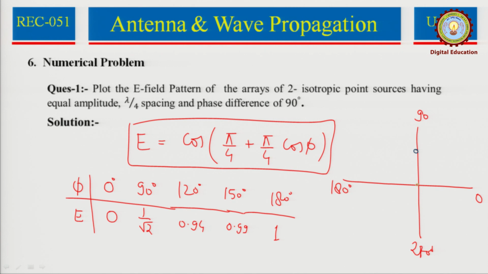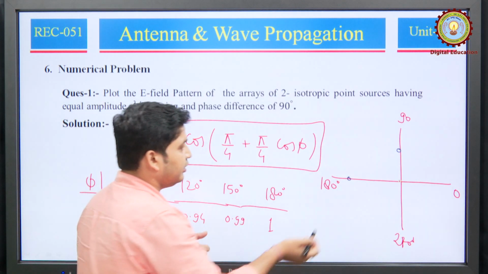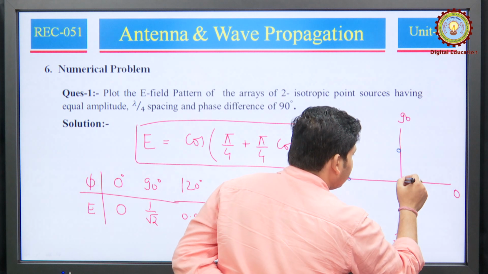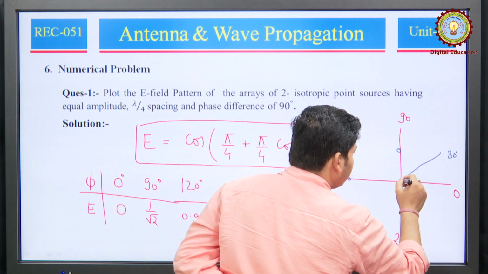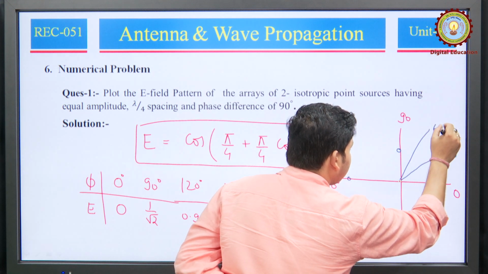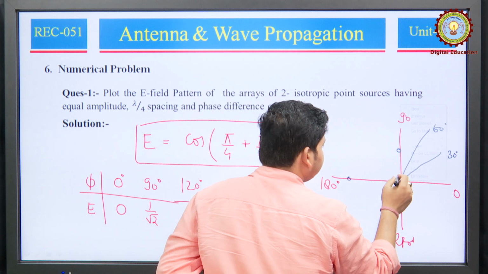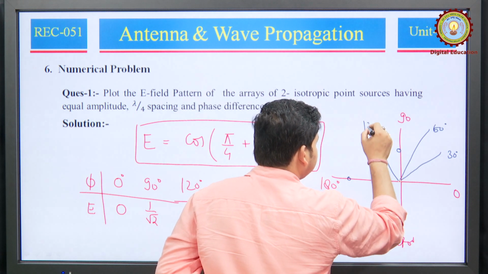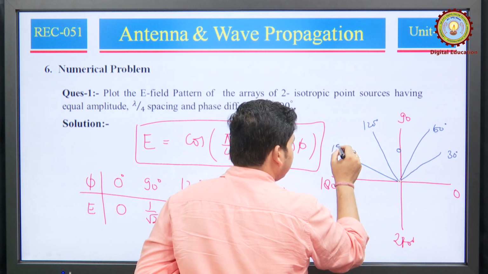Okay. At 180 we have the maximum value, 1. In between, what do we have? This is 30, this is 60 degree, this is 120, this is 150. Okay.